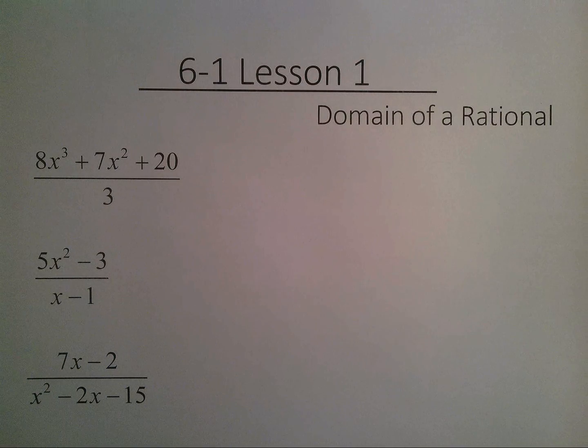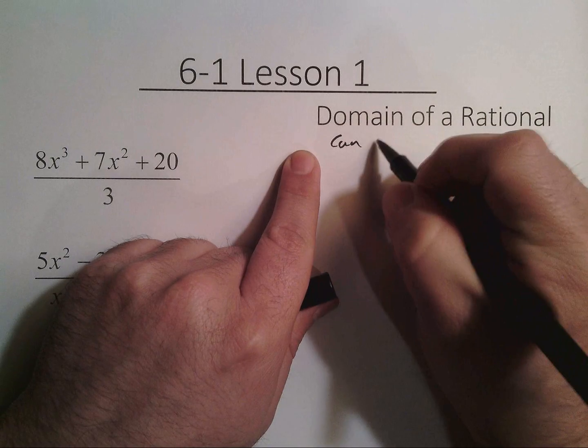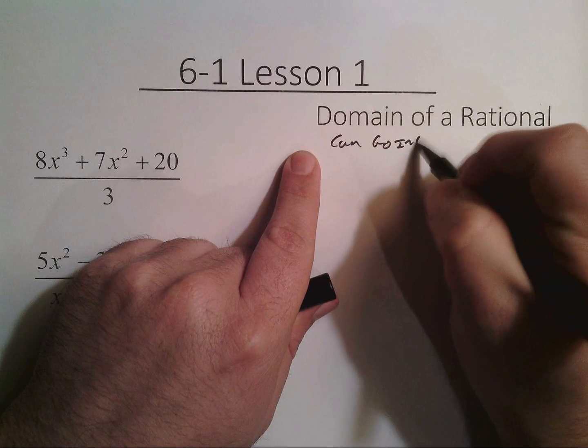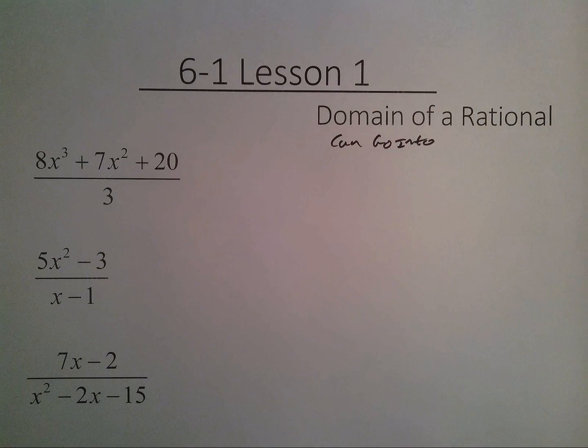Alright, this is 6-1, Lesson 1, Domain of a Rational. Now, a couple things we need to get used to. First off, the concept of domain. Domain is everything that can go in. So, domain can go into the function. In other words, if I put in a value of x and it works, it's in the domain.